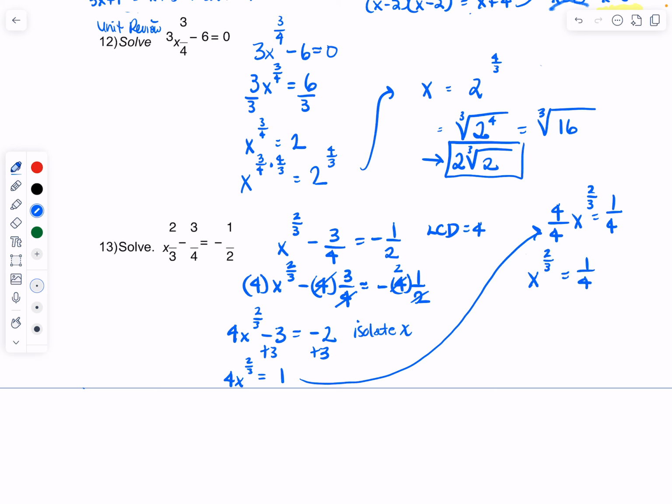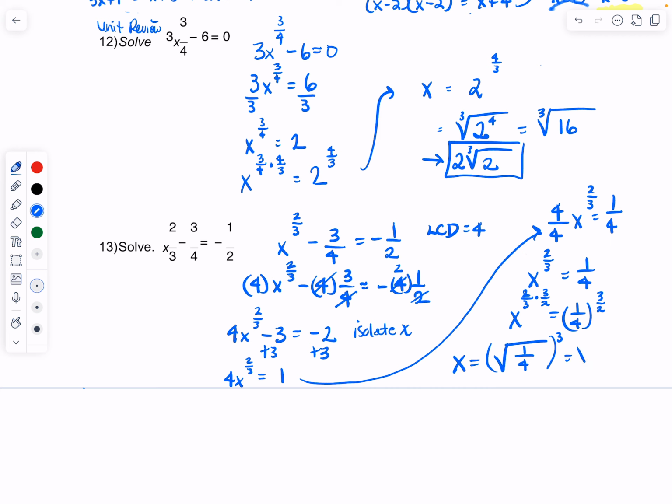Now, to get x by itself, I take the reciprocal of that fraction. So that's 3/2. And what I do to one side, I have to do to the other. Okay, so this says x equals. Now, the denominator is a 2, so I'm dealing with a square root. And this time around, I'm going to go ahead and do that first because I know that 1 will work out nice and so will 4. And then I'm going to take the answer and cube it.